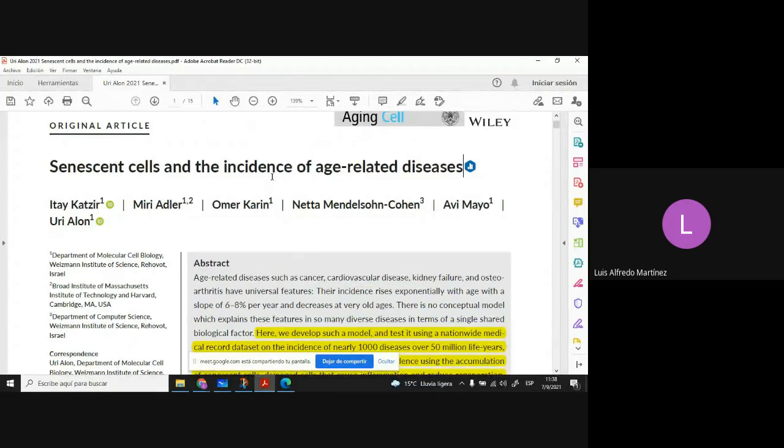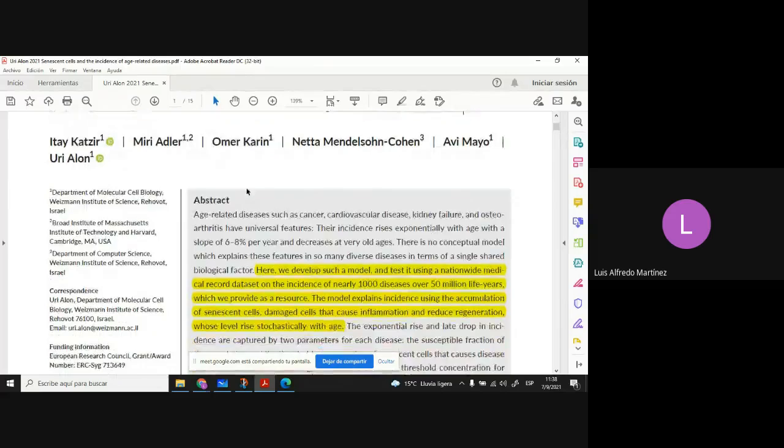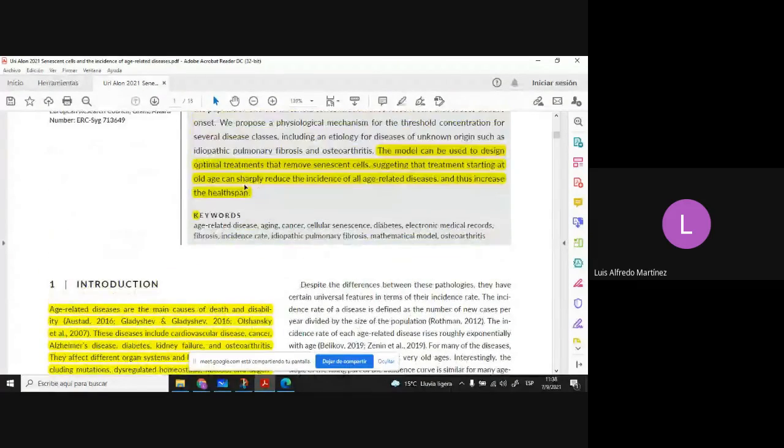Okay, the paper that I will present is titled Senescent Cells and the Incidence of Age-related Disease. In this work, they use stochastic models based on the saturation and immune of aging cells to describe the tendency of a spectrum of diseases to appear with increasing age. The models can be used to design optimal treatments that remove senescent cells. In this context, senescent means aging cells, suggesting that treatment starting at old age can help to reduce the incidence of age-related disease.